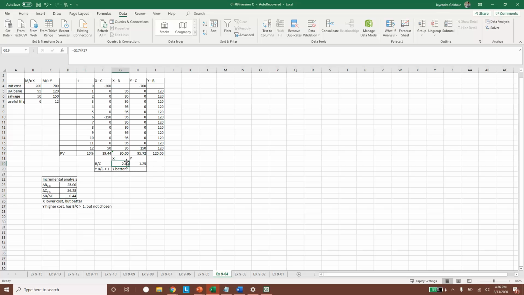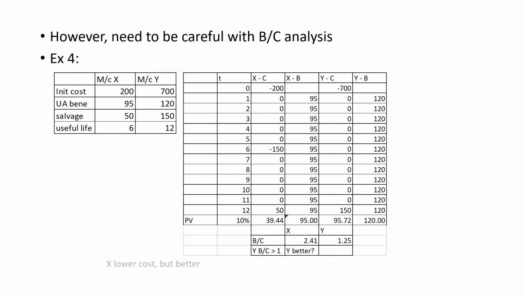And the BC analysis kind of points to that, but it does not need to be set in stone. So the BC for X is greater than BC for Y, but we cannot interpret that. We have to do the incremental analysis. So even though project Y's BC analysis suggests it's more than 1, we cannot go for it. We have to go for X based on this incremental analysis. All right. So the next one. X is lower cost, but still better. Y has higher cost and has B to C ratio greater than 1, but still not chosen. That's really curious.